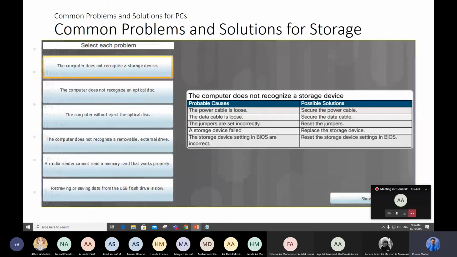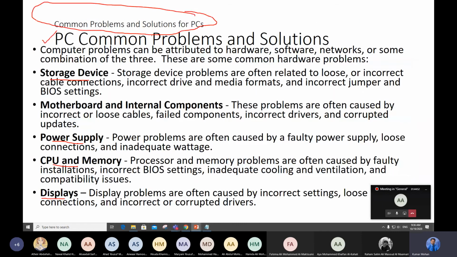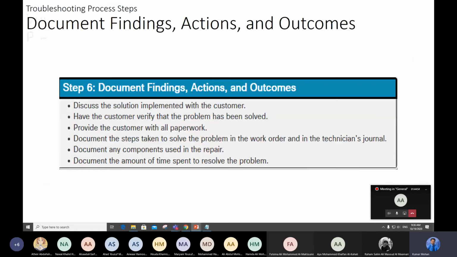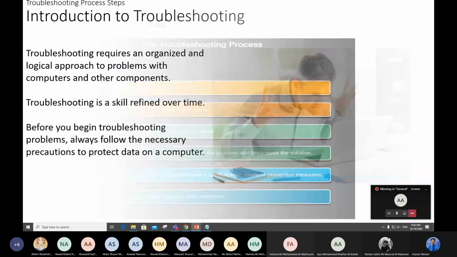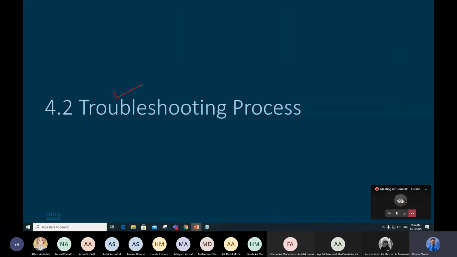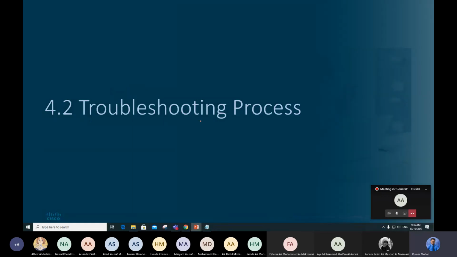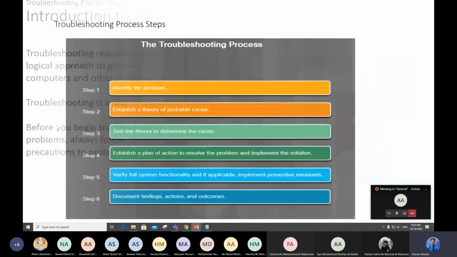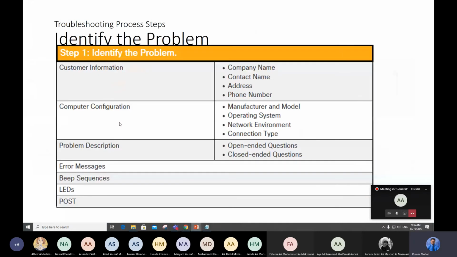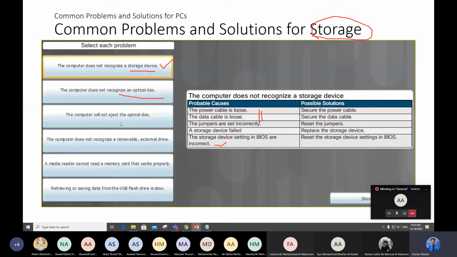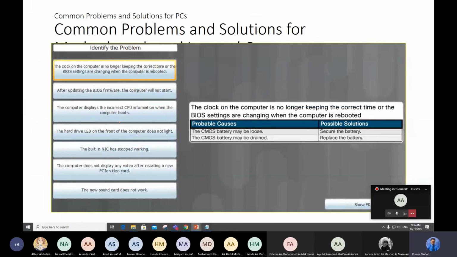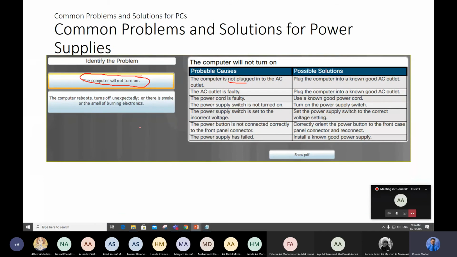Okay, dear, understand? This you need to self-study. What are the common problems? Because this troubleshooting process is important. For the troubleshooting process, what are the 6 steps? And then commonly what problems will come, and what is the probable cause, and what are the solutions which you need to give. These are some samples, some examples. You may get questions from this also.